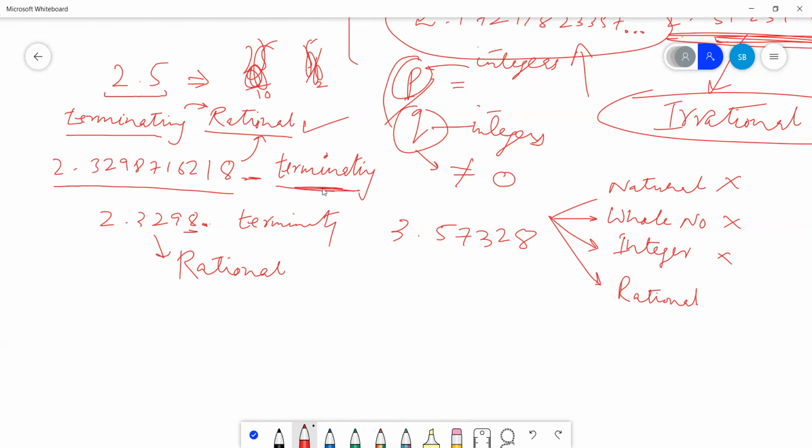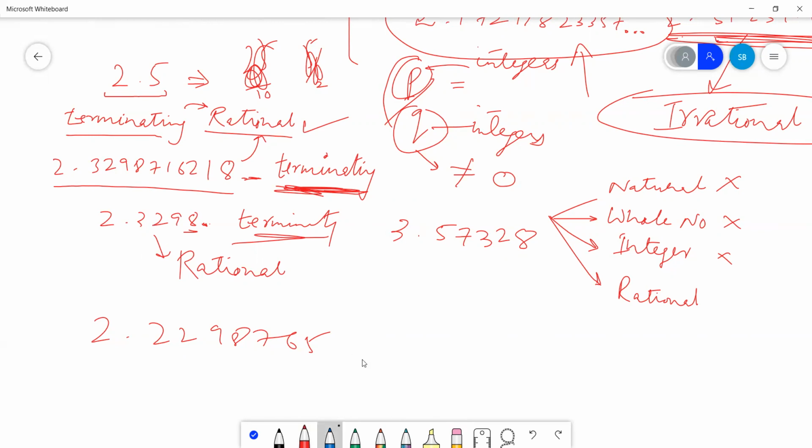Are you following what is terminating? Yes. So what about 2.2298765? Is it terminating or non-terminating? It's terminating. If it is terminating, is it rational or irrational? Rational. Correct. All the terminating numbers are rational. As simple as that. All the terminating numbers are rational. Got it?